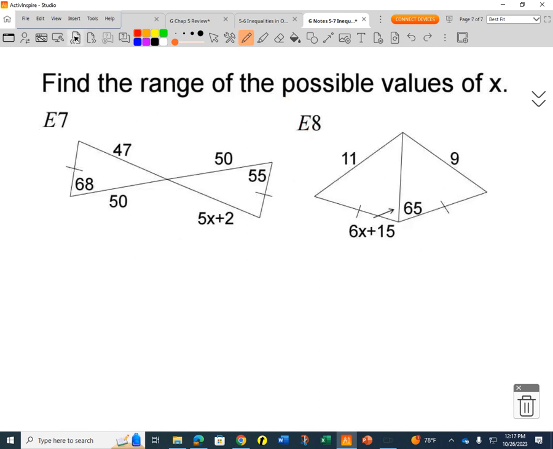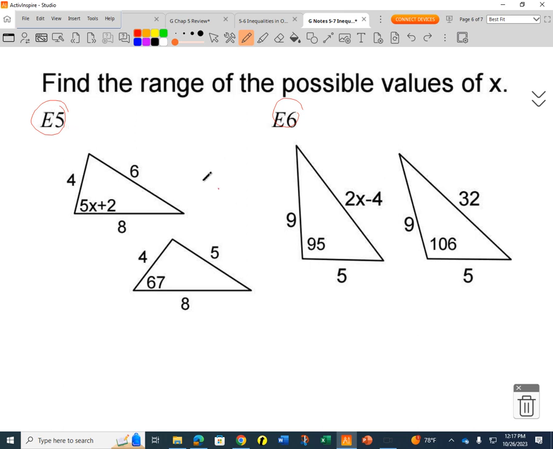Alright, so we're going to start, it says find the range of the possible values of x. So your final answer is going to look something like this. In order to get this, we have to write 2 inequalities. It's a little bit different depending on if the x is part of an angle measure or the x is part of a side measure. They both start out very similarly.